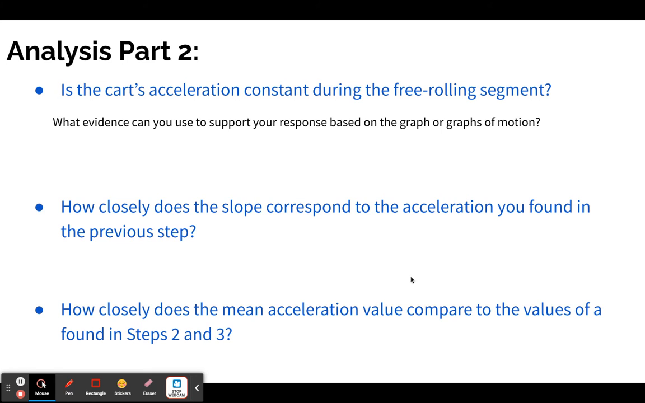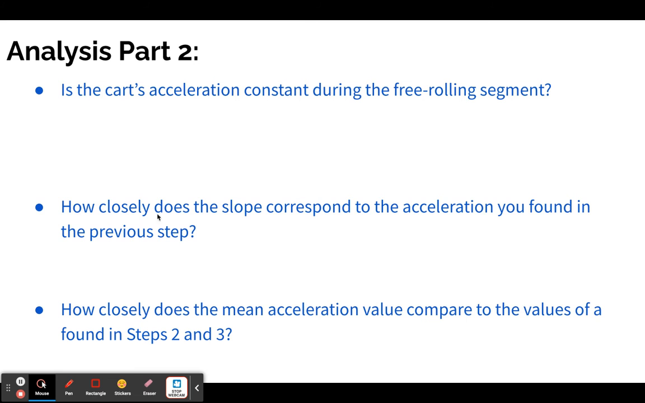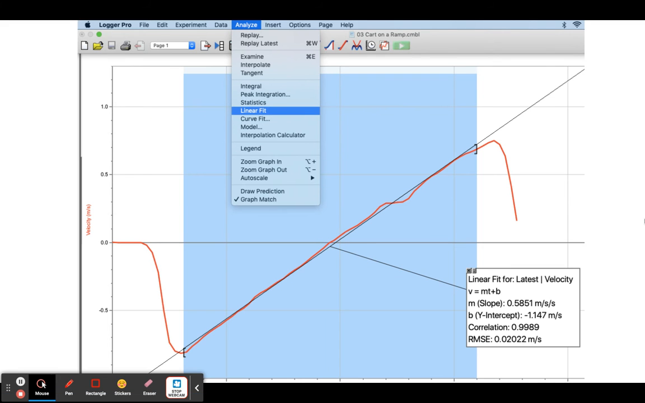So in the previous part, you looked at the acceleration versus time graph and you made an estimate. Looks like about, according to my graph, 0.5 meters per second per second. So you're comparing the slope to the estimate that you came up with.